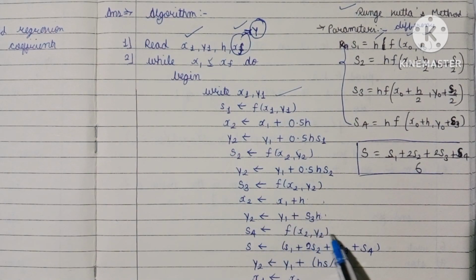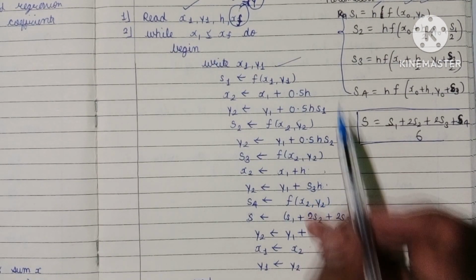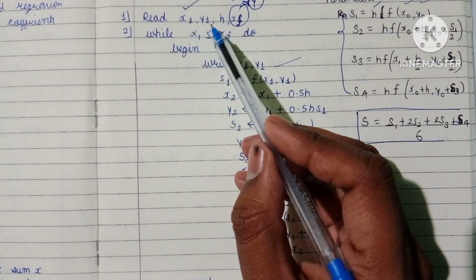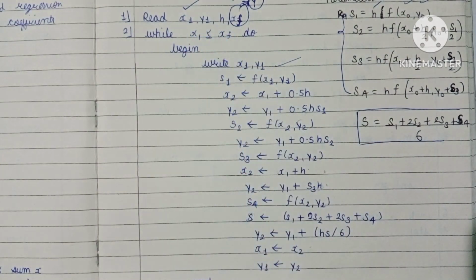So lastly s becomes the sum of s1 plus 2 s2 plus 2 s3 plus s4, and then our next y2 becomes y1 plus h s divided by 6. And lastly we change x2 to x1 and y2 to y1, and this loop runs until the condition x1 is less than xf fails, and then we end the loop and stop the algorithm.